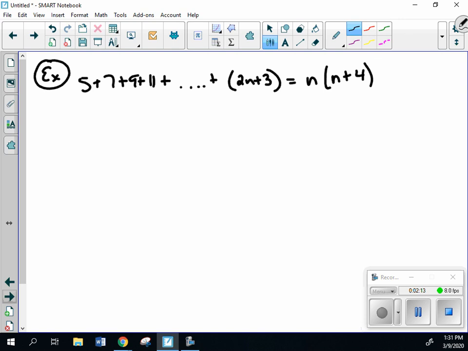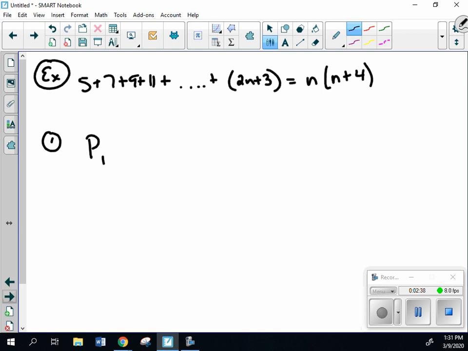Okay, so your first thing that you want to do is prove that P1 is actually true, because if it's not, you can already stop your mathematical induction proof because it's not going to work. So P of 1 represents when n equals 1. It's the first term of our sequence. So I'm trying to show, using those formulas, that in fact, I will get 5.